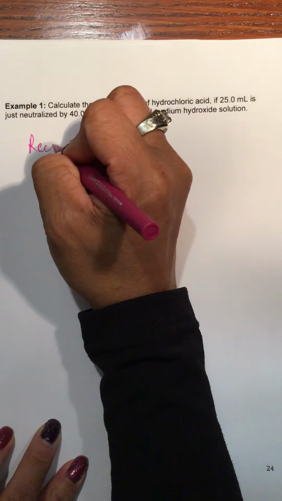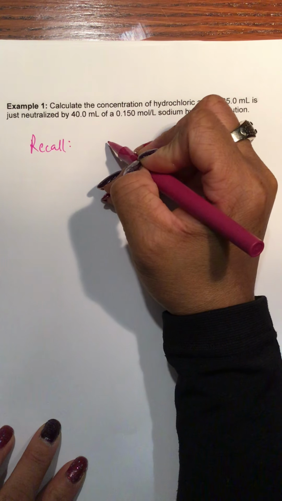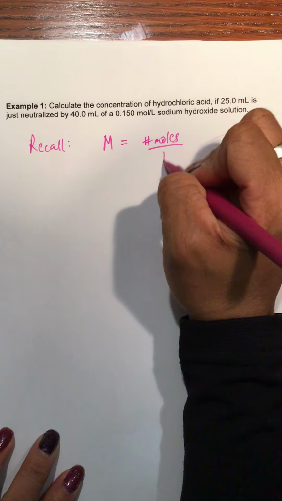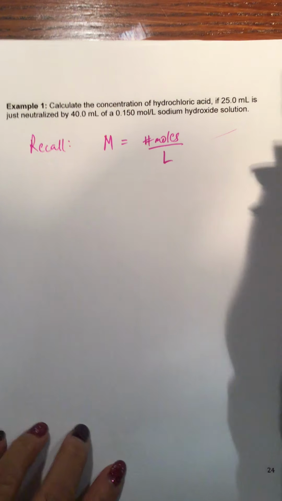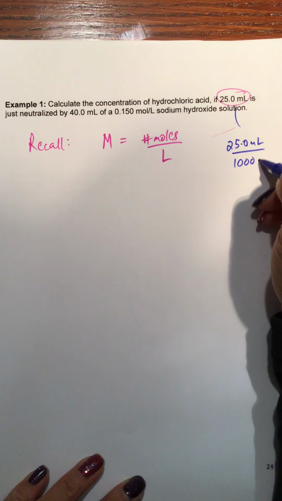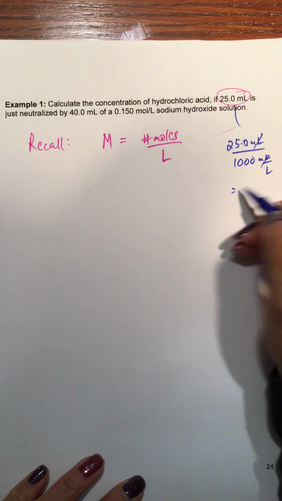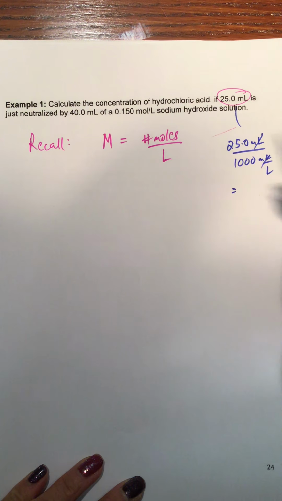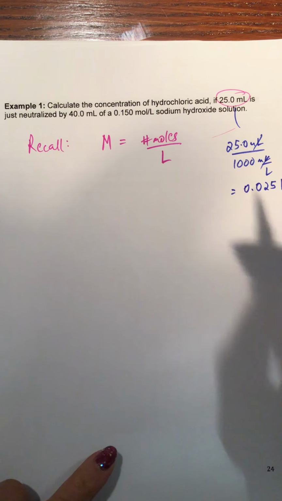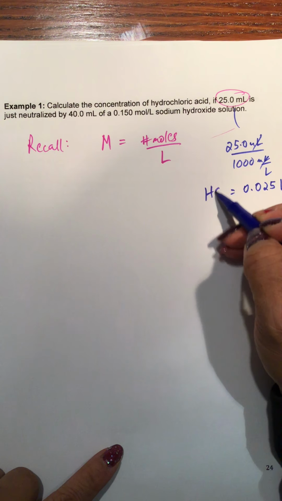Recall that the concentration, molarity, is the same as the number of moles per liter of solution. Because the volume is given in milliliters, we need to convert it into liters first. So you'll have to divide the milliliters by 1,000, since there are 1,000 milliliters per liter. You're going to move the decimal 3 times to the left, 1, 2, 3, so 0.025 liters of solution for the volume of hydrochloric acid.